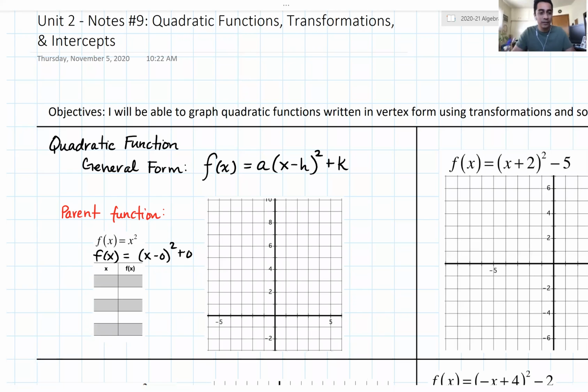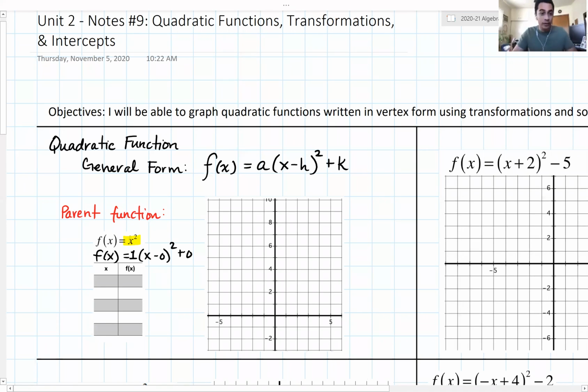Because it has 0 for h, which means it hasn't shifted anywhere left or right. And then I have a 0 for k, which means I haven't shifted up or down at all. Right? And we know that the standard number for a is typically a 1. It's an invisible 1 that just hides right there in the position where a would be. All right. But if I were to clean it up, you can see how I don't need the zeros. And that's how I ultimately end up with this parent function, which is just x squared.